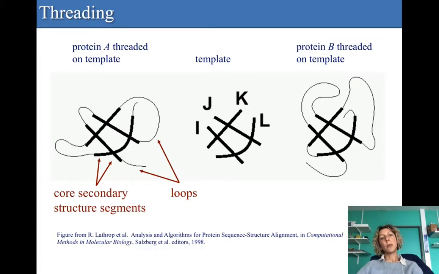So here is an example: protein A threaded on a template. You have some core secondary structure segments and some loops, right? And then you're going to try to refine the loops. And on the right you have another protein which is also threaded on the template. So A and B will be different, and the differences are mainly in the refinement of the loops.